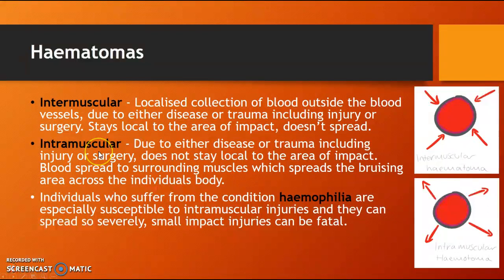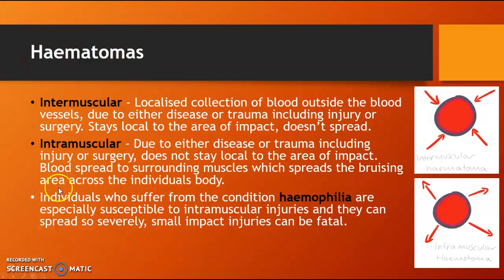Then, as you can guess, an intramuscular hematoma is the complete opposite. So due to either disease or trauma, including injury or surgery, this does not stay local to the area of impact. Blood spreads to the surrounding areas of muscle, which leads to bruising of the area across the individual's body. So this could be a pectoral injury, and it could spread all the way down to the stomach, even to the back and down the arms if the injury is so severe.